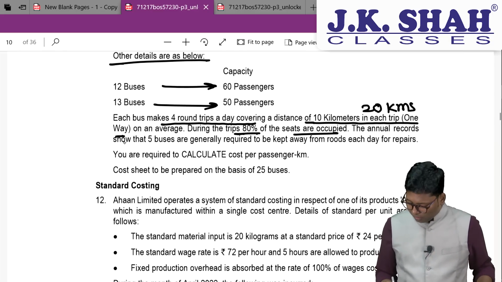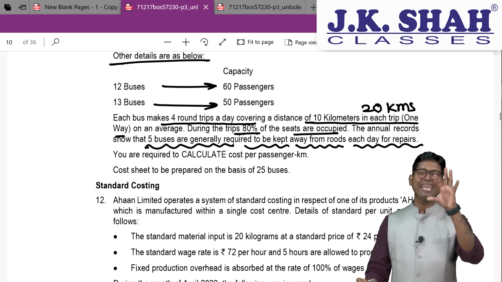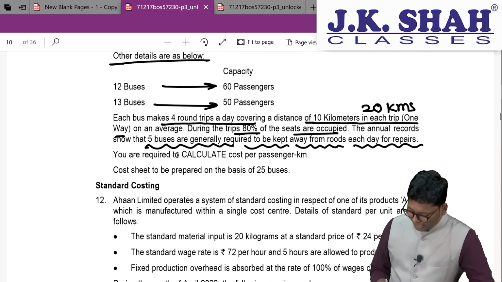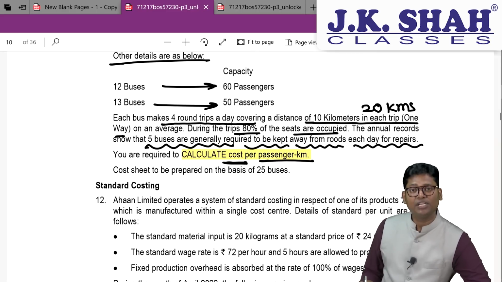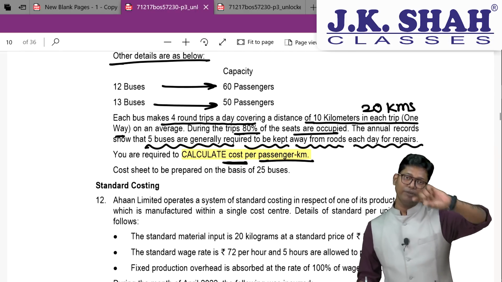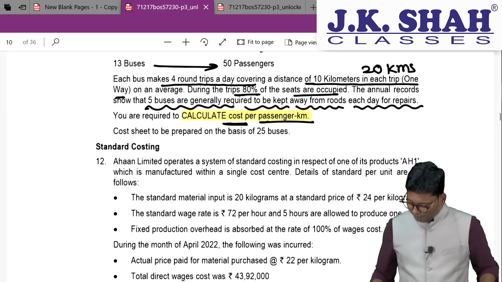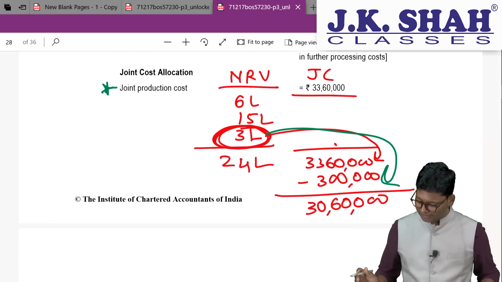The annual record shows that 5 buses are generally required to be kept away from roads each day for repair. So the number of garaged buses given in the question is 5. We are required to calculate the cost per passenger kilometer. So first we will calculate cost, and then we will calculate passenger kilometers. When you divide total cost by the passenger kilometers calculation, you will get your answer. We need to prepare a cost sheet. It is to be prepared for 25 buses, so on a 25 basis we need to prepare the cost sheet.